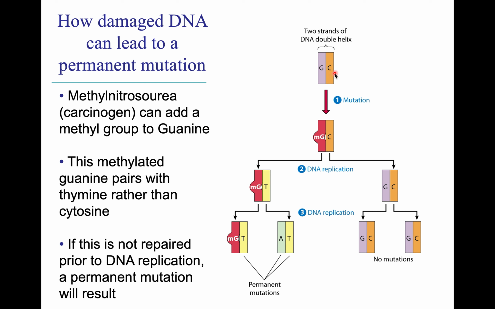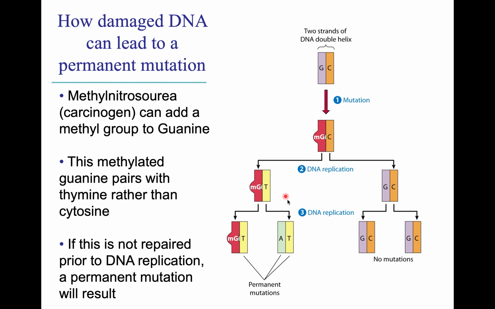So here's our initial GC pair, right, in some gene, let's say in our DNA. We're exposed to methyl nitrosourea, which adds that methyl group to the guanine. And now when we go through DNA replication, right, we split these two strands apart. The cytosine is normal, so it will be normally paired with the guanine, and we'll have a DNA molecule over here that doesn't have any mutation. But if we follow this branch, now our methylated guanine is going to be paired with thymine by DNA polymerase.